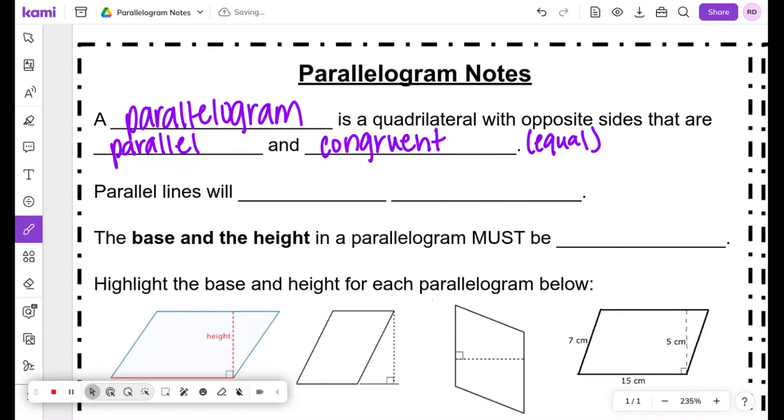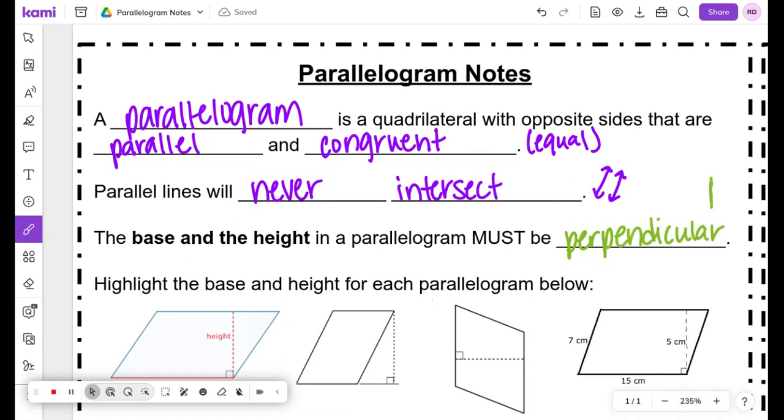The word parallel means lines will never intersect. So I like to think about the L's in the word parallel as that reminder of two lines that run side by side forever and never ever cross. The other important part in a parallelogram is that the base and the height must be perpendicular. So that means those two lines must meet at a perfect 90-degree angle. So you're looking for those corners in that parallelogram.